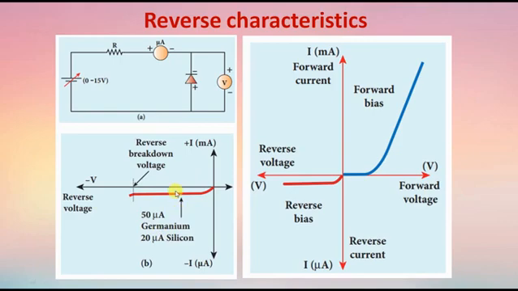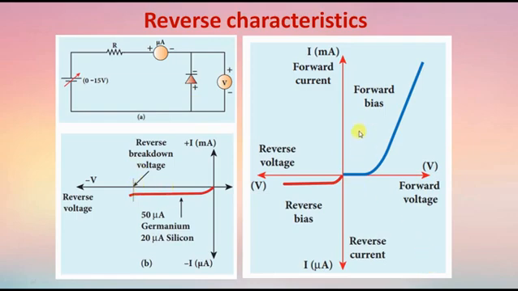In this reverse bias, a very small amount of current flows. A microampere current flows across the junction. This is due to the flow of minority charge carriers. That is called the leakage current or reverse saturation current. This reverse saturation current is independent of the applied voltage. The reverse bias voltage can be increased only up to a particular value. Otherwise, the diode will enter the breakdown region.